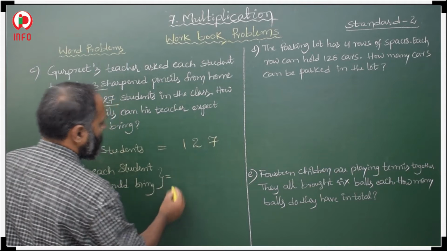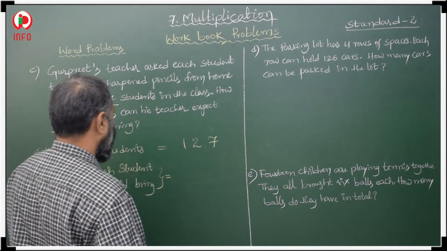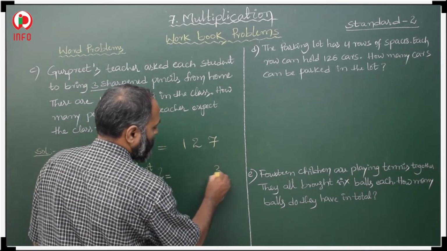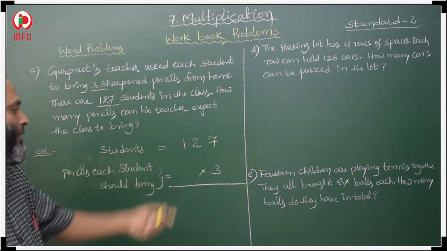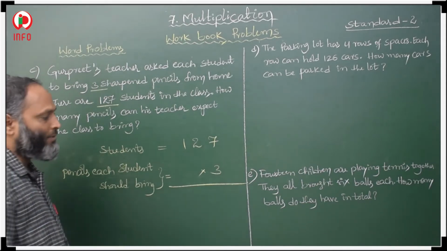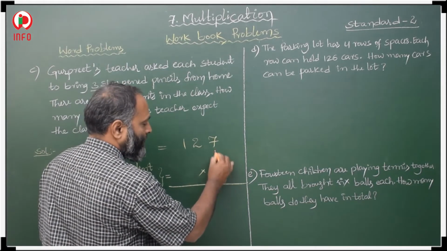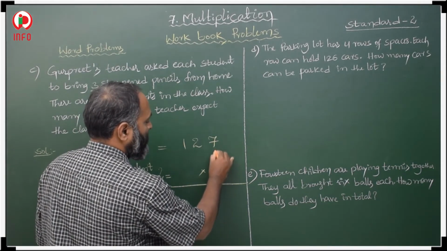How many pencils? 3 pencils. So each student should bring 3 pencils. Then how many total pencils should 127 students bring? So what do we have to do? We have to multiply. 3 with 7, we have to multiply.